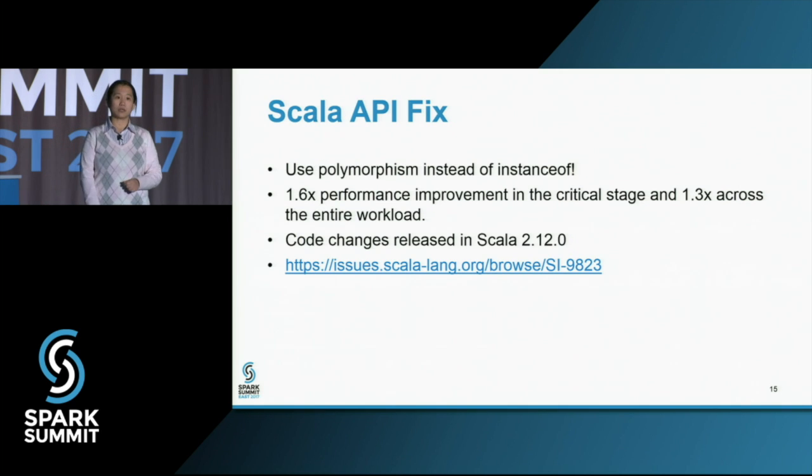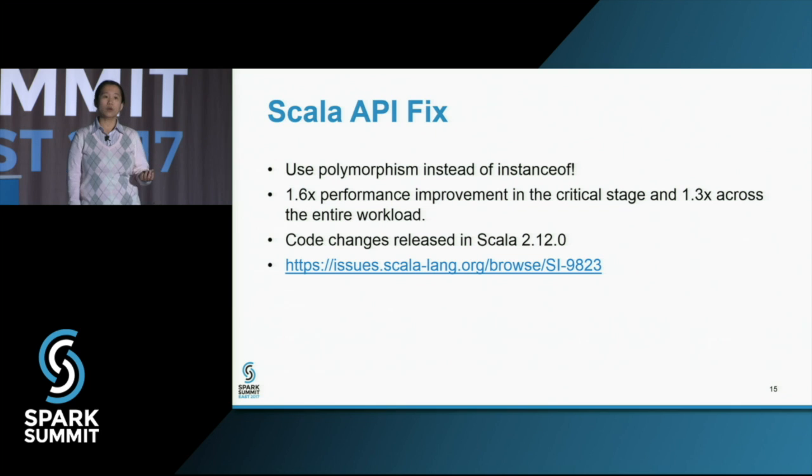So how can we fix it? We did a lot of research. There are multiple ways to fix it. The current approach we took is to use the polymorphism way instead of the instanceof operator. Just by applying this polymorphism way, we see about 60% performance improvement in the critical stage, which is where most of the instanceof calls are happening, and 30% improvement across the entire workload.